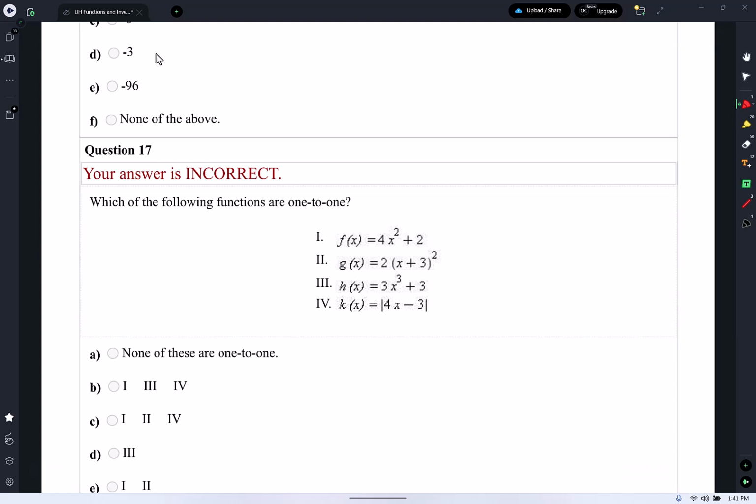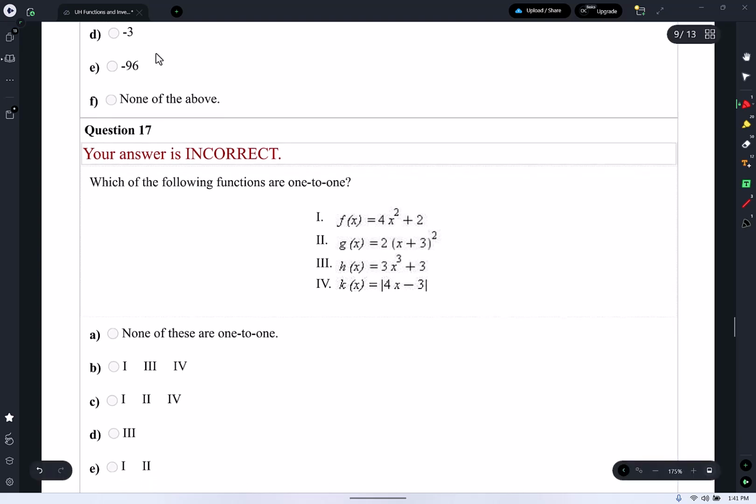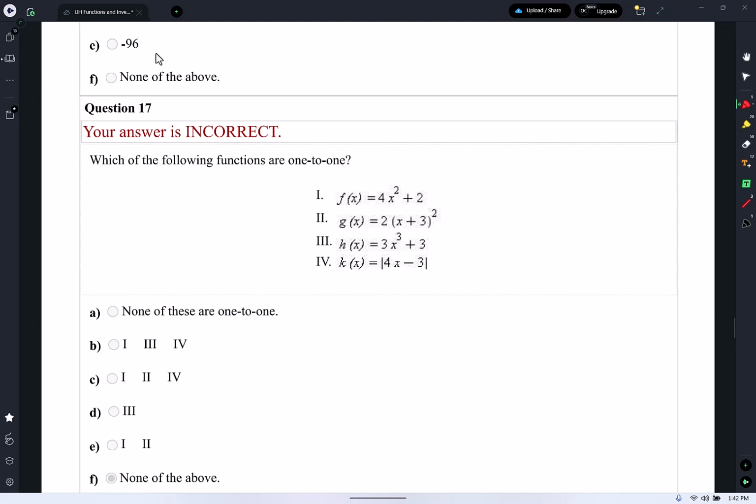Do you remember what one-to-one function means? It's okay if you don't. It means that every x has a y, every y has an x. Every unique x has a unique y, every unique y has a unique x. So what that means is it passes the vertical and horizontal line test. Child, what does that mean?